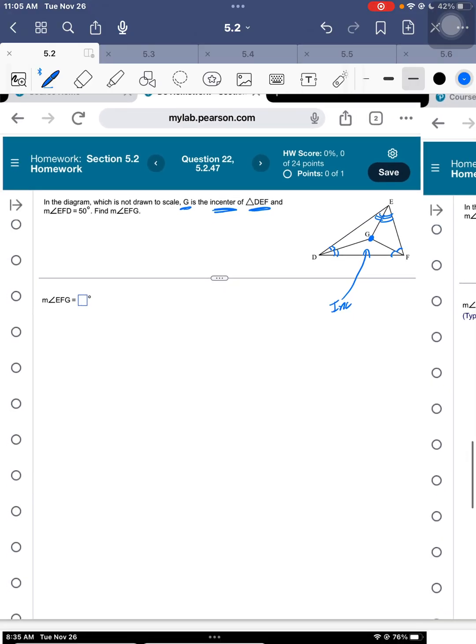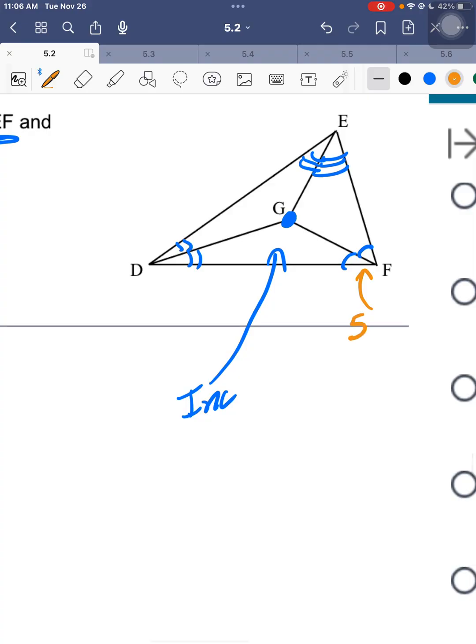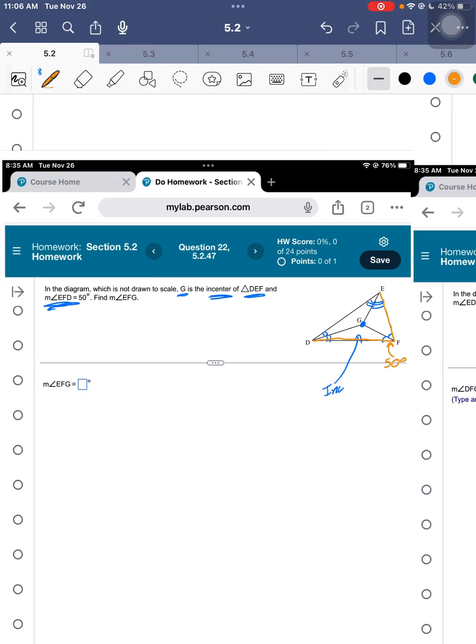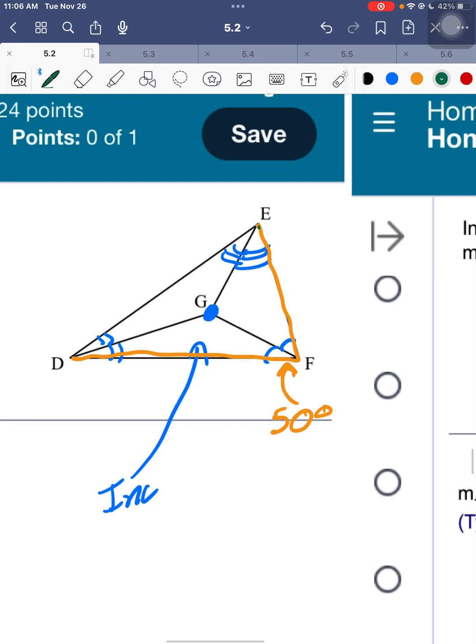So G is the incenter of DEF, and EFD, where's EFD? This whole angle was how much? 50. This whole angle, EFD. So even though this angle EFD is being bisected, I know that the whole EFD is 50. Okay, cool. Now, find the measure of EFG. So where's EFG? This one. So I know that EFG is the measure that I actually want. Well, what do I know about that entire measurement? The whole thing is 50.